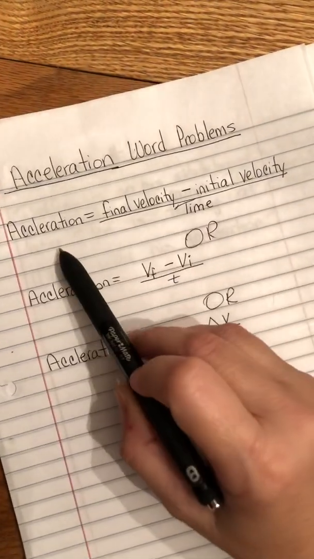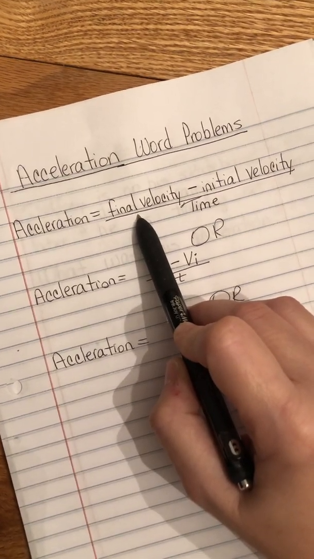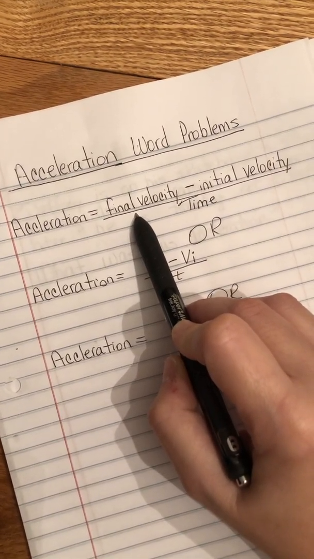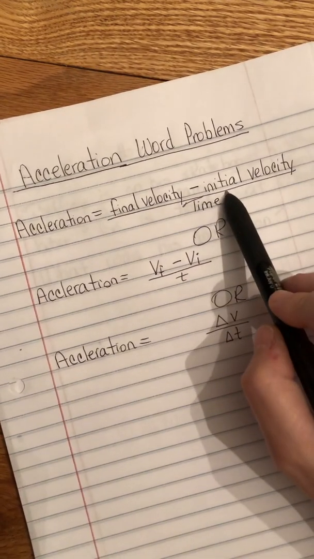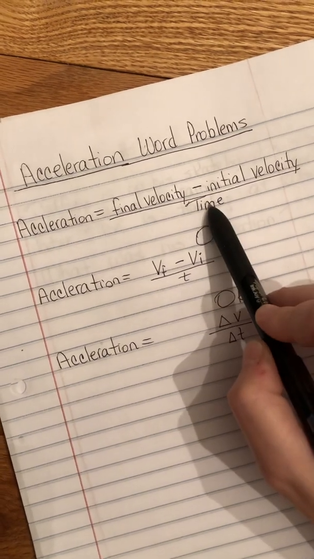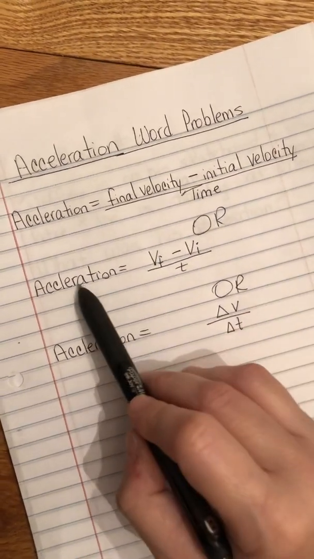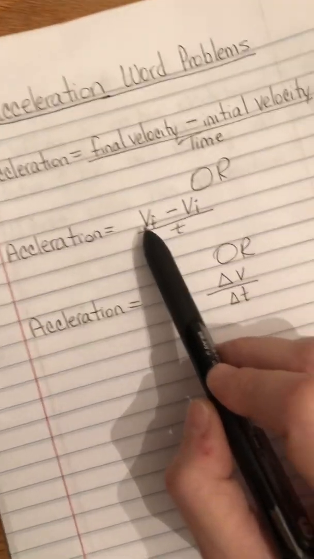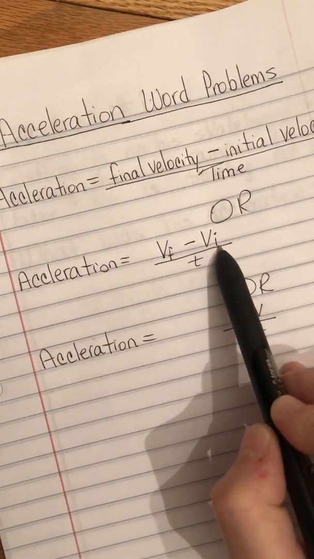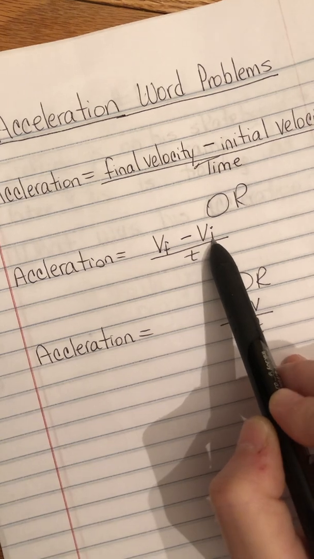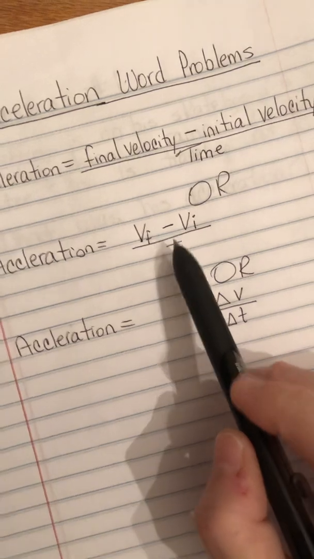All right, I've got the acceleration formula written out. Acceleration is equal to final velocity. Velocity is a direction that you're going in, a speed that you're going in a particular direction, okay? Minus initial velocity over time. So final velocity minus initial velocity over time. Or another way of saying it is VF, which is final velocity, minus VI, which is initial velocity. The word initial means start or beginning. And then over time, T, okay?